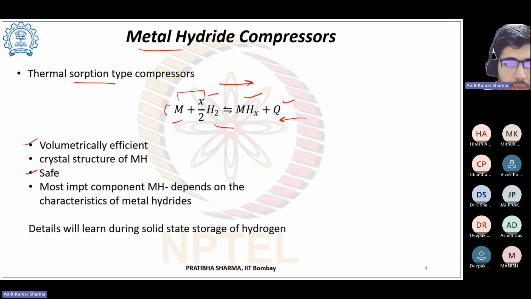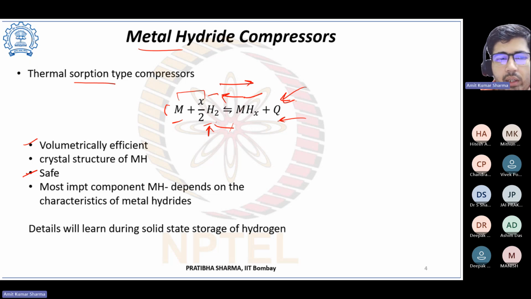It is safe. Suppose there is any leakage, then what will happen? If you want to get the hydrogen from the metal hydride, you need to supply some kind of energy. So if there is a leakage, the supplied energy will also be diluted. After some time, the leak will be arrested. So no further backward reaction will occur, and there will be no hydrogen. So it is considered a safe operation.